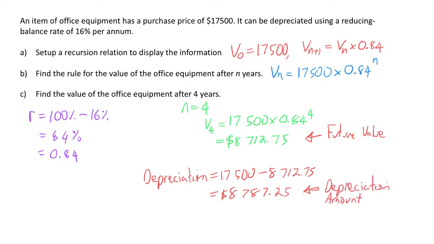So that's something to be mindful of. If the question is asking for future value, you can just use the formula and substitute it in. If it's asking for the depreciation amount, you then need to go ahead and subtract that future value from the original value of the asset. So that's an example of how we can apply reducing balance depreciation to a geometric sequence.